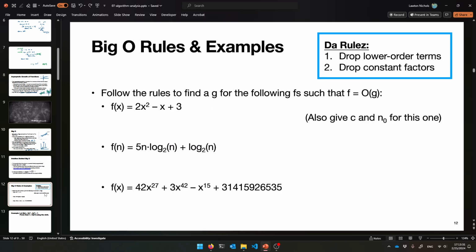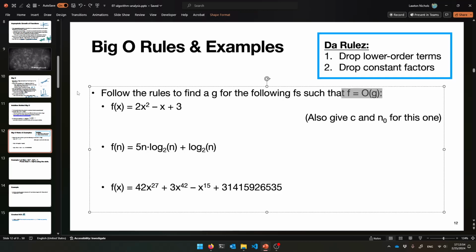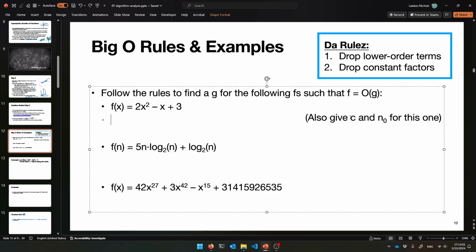And so here are the rules again. I'm sure we learned this in CSCI 41, but here are the rules all over again to take a function and get the tightest bound for big O. You drop your lower order terms, and then you also drop any constant factors in front of the highest order term. As long as you do that, you can find a g for the f such that f is big O of your g. And then for this first one, let's use the definition as well. Let's see why these rules work. Let's actually find a c and an n naught, even though it's always going to work, and we'll always be able to find one.